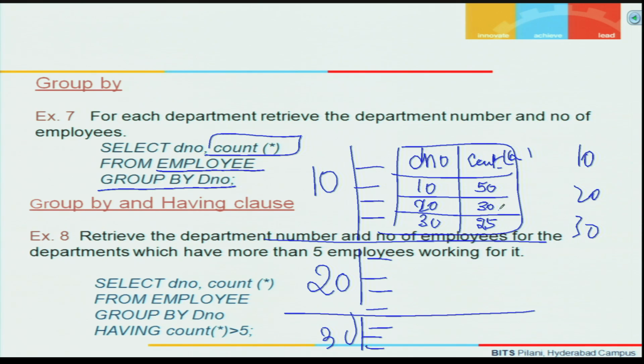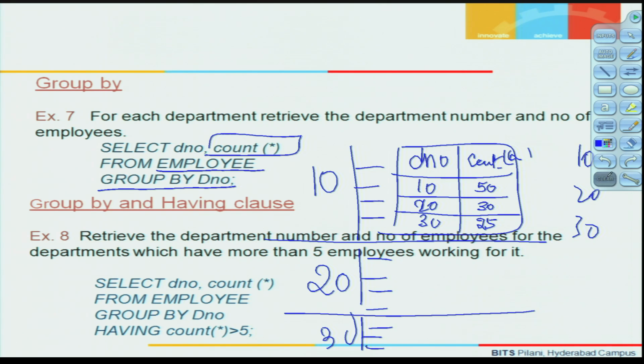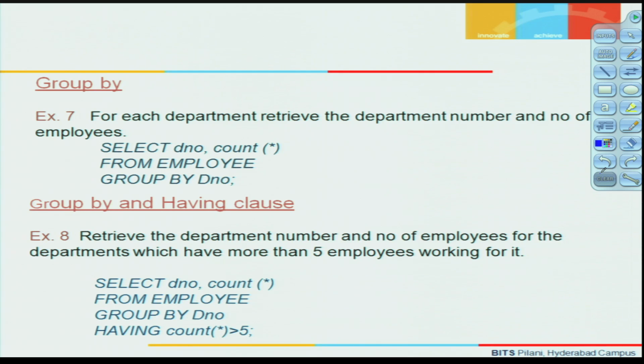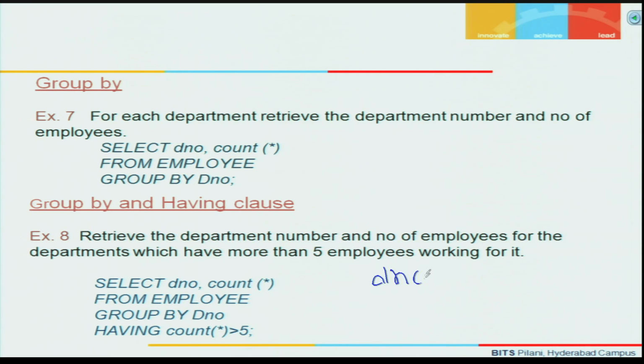Then we can use the having clause in conjunction with the group by clause. For example, we need to retrieve the department number and number of employees for the departments which have more than 5 employees working in it. That means I need to display the department number and number of employees working in the department. And what is the other condition? The department must also have at least 5 employees. It should have more than 5 employees working in it.